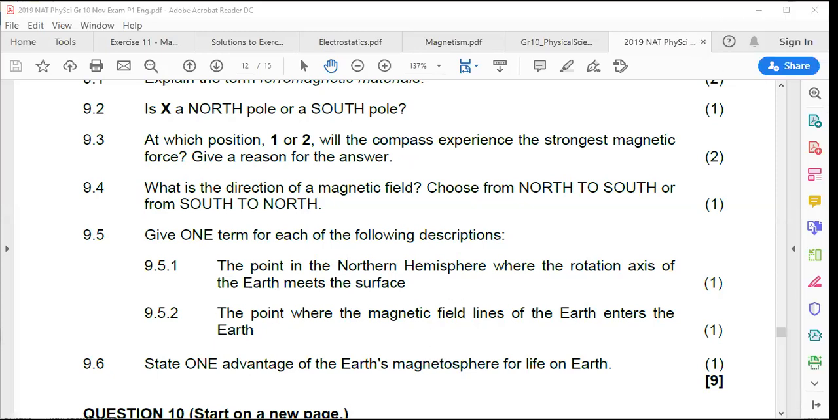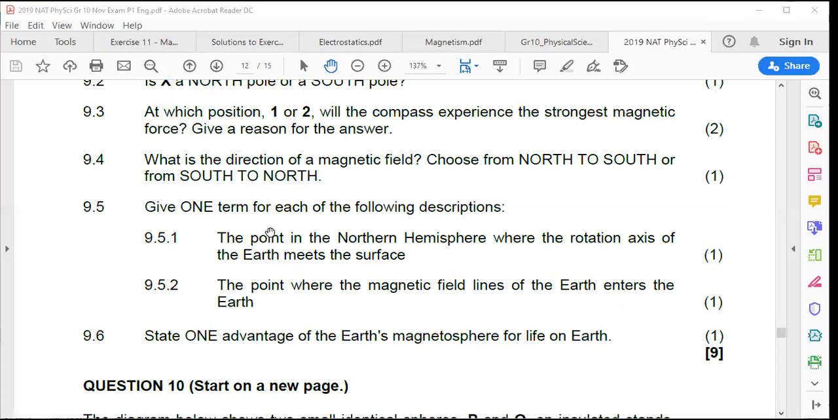Come on, guys. Which one? Which one? Right? Okay. Could you please repeat the question? Do you see the question here? Do you see it? 9.5.1. Can you see it? Oh yeah, it's 9.5.1.